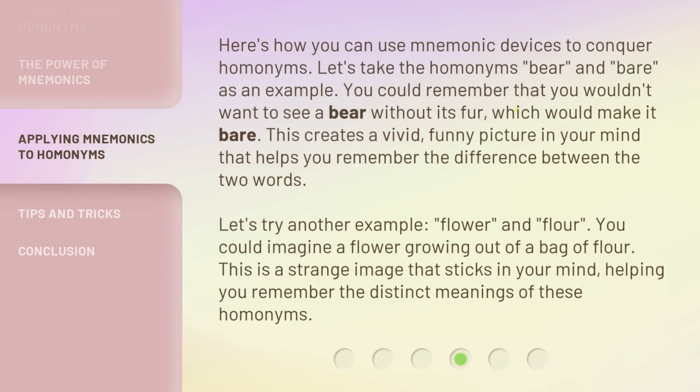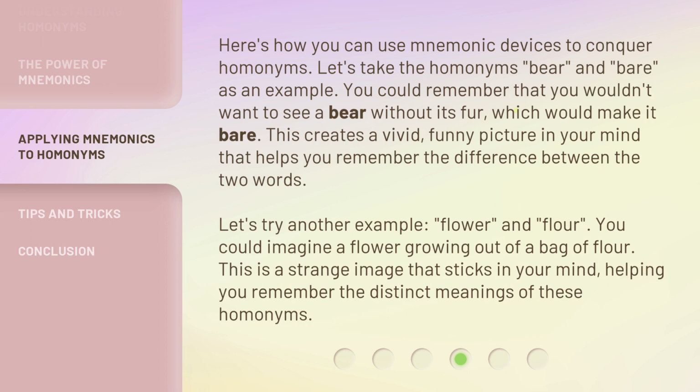Here's how you can use mnemonic devices to conquer homonyms. Let's take the homonyms, bear and bare, as an example. You could remember that you wouldn't want to see a bear without its fur, which would make it bare. This creates a vivid, funny picture in your mind that helps you remember the difference between the two words.